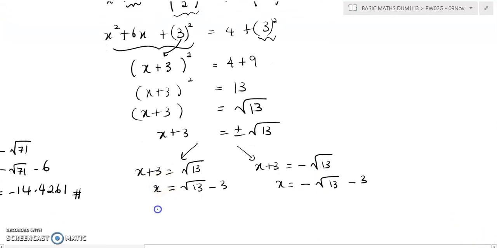So the final answer is x equals 0.6056, or x equals negative 6.6056.